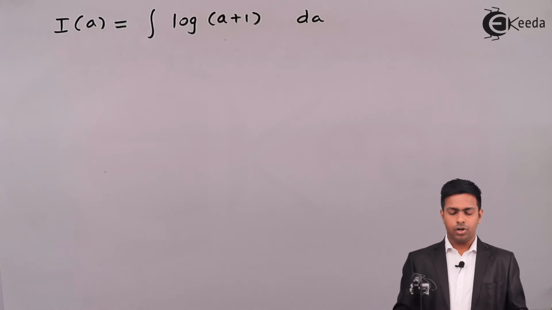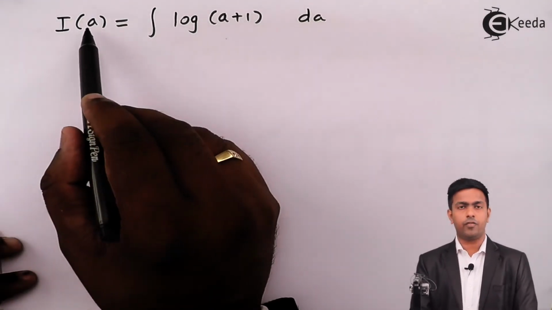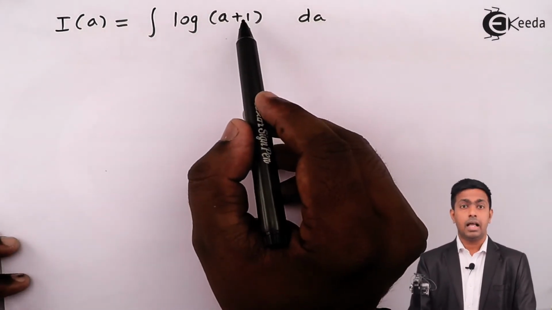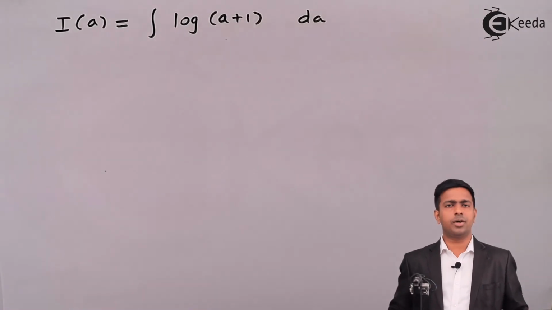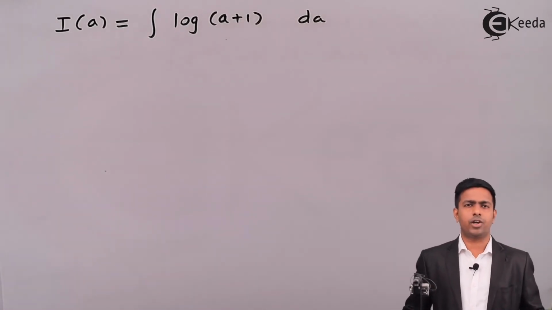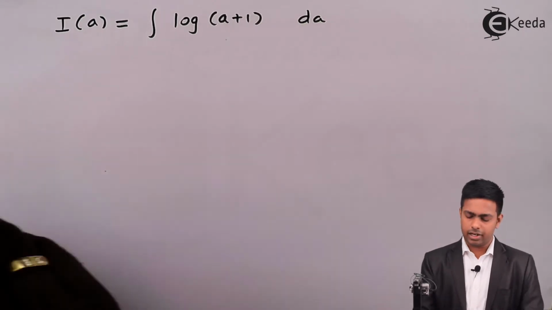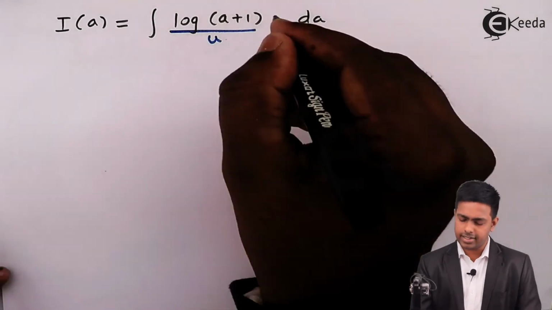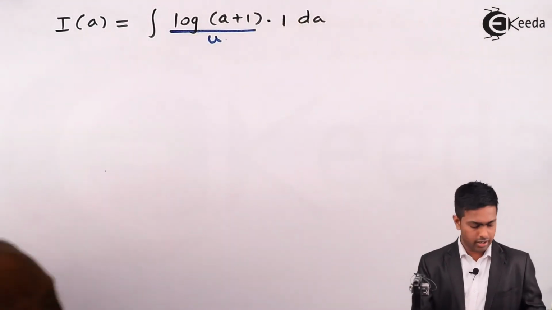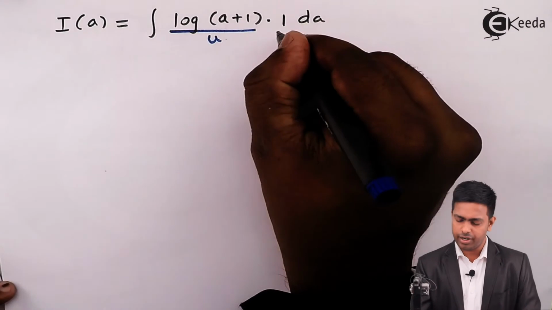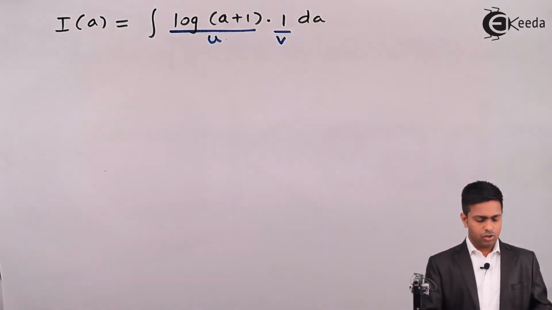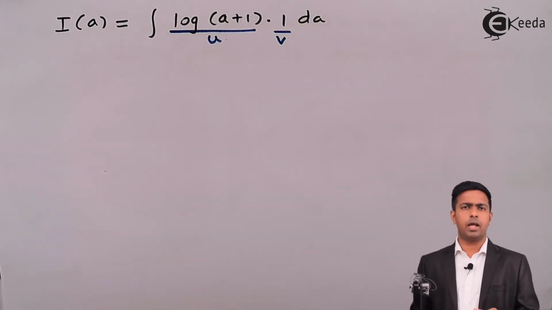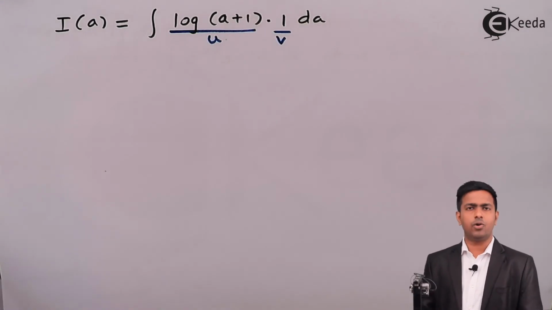Now to get the value of I of a, we have to integrate this term, and since we have a log term in the integration, here we are going to use integration by parts. For that I'll call this term u, and we will take the second term, which is 1, and call it v. So by using integration by parts, we can get the value of this integral.